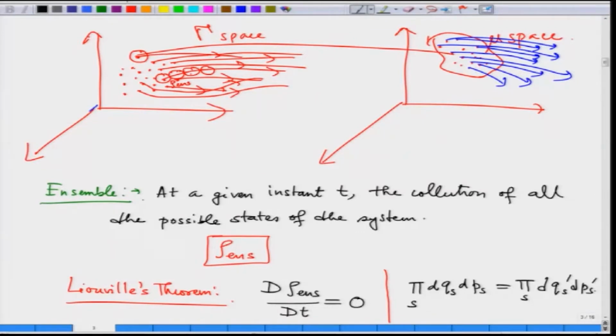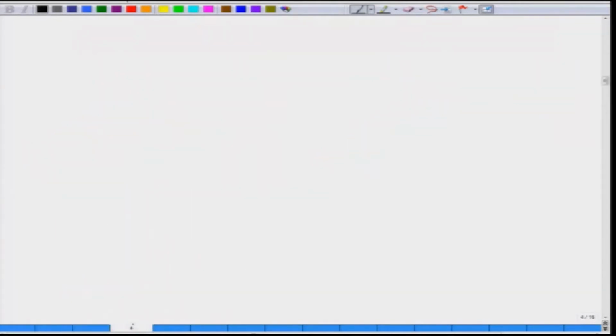So, that was the story for gamma space. Today we will try to understand what is the story for mu space. Can we also define such a type of density of states in the mu space? Well, the answer is yes, we can define. So, my question is, what happens in mu space?